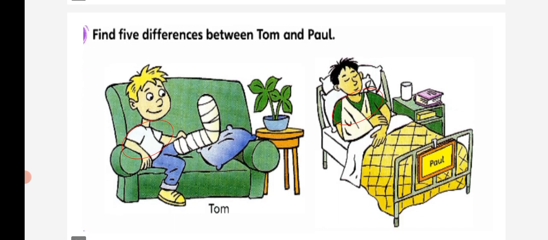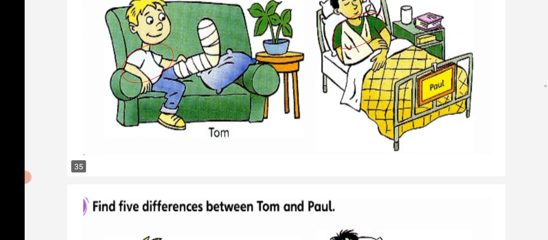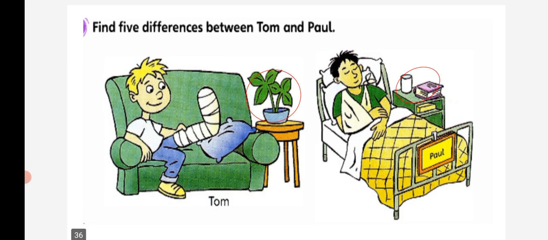Next, you can talk about what they are wearing. The color of their t-shirts is another way of stating the difference. So Tom is wearing a white t-shirt, whilst Paul is wearing a green t-shirt. Another obvious difference between these two individuals in the picture.